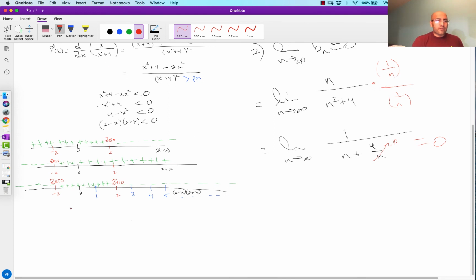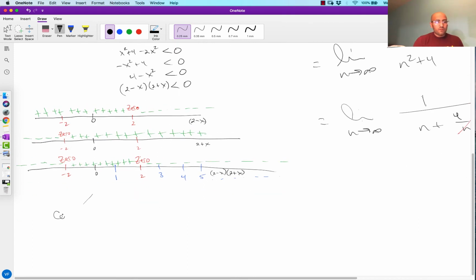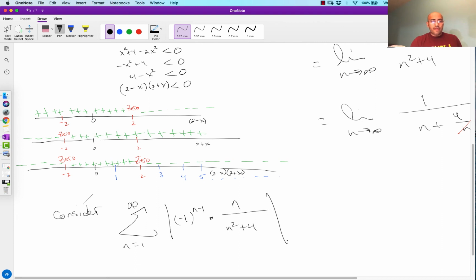So now let's go over here and say, consider the sum as n goes from 1 to infinity of the absolute value of negative 1 to the n minus 1 times n over n squared plus 4. That guy. Okay, so the absolute values are going to get rid of this.